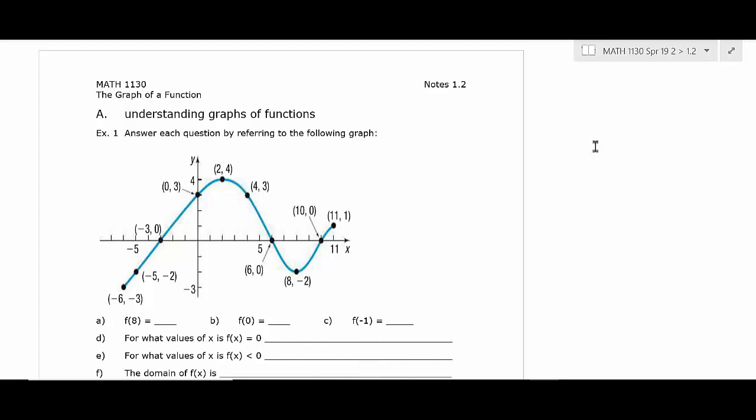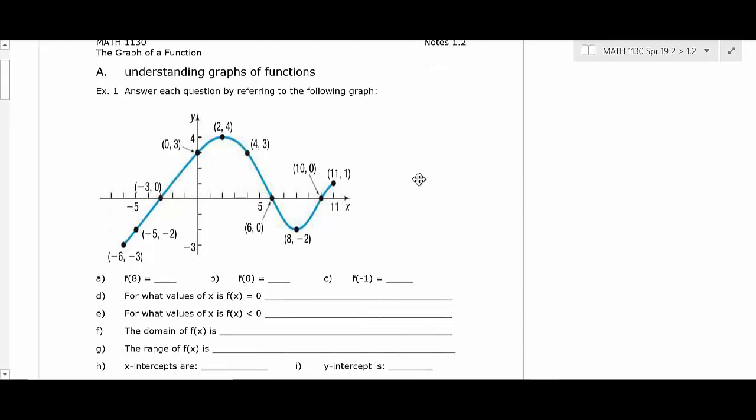In 1.2, we're just looking at given graphs and being able to know things about the graphs. A lot of this stuff is hopefully a review to you, and you want to know the terminology. So here's a graph. I just took this out of the book. I've given certain points on the graph.